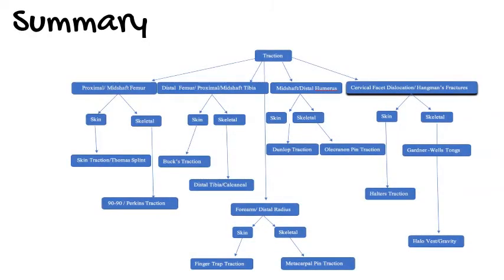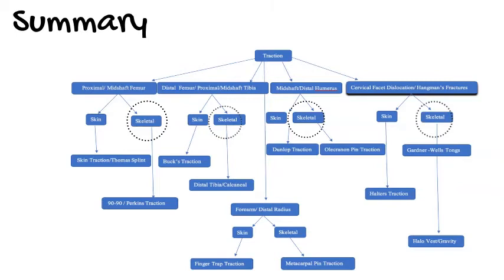Before I conclude this video, this chart shows a summary of traction that is used in the orthopedic setting. The traction can be used in fractures involving the proximal or mid-shaft femur. It can be divided into skin traction, or Thomas splint, or skeletal traction, example Perkins traction. For fractures involving the distal femur or proximal or mid-shaft tibia, it can be divided into skin, we call it Buck traction, or skeletal traction using a distal tibia or calcaneal pin.